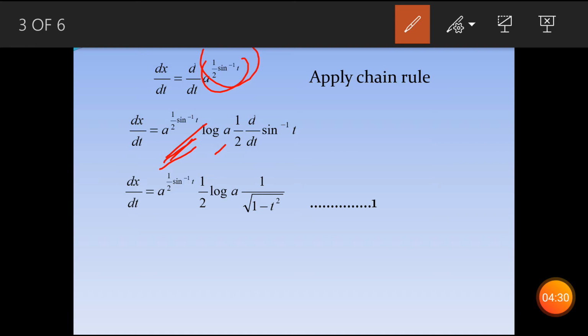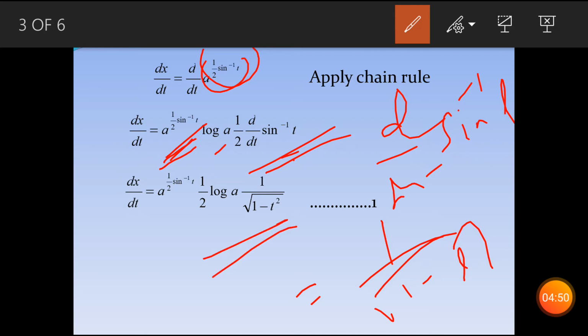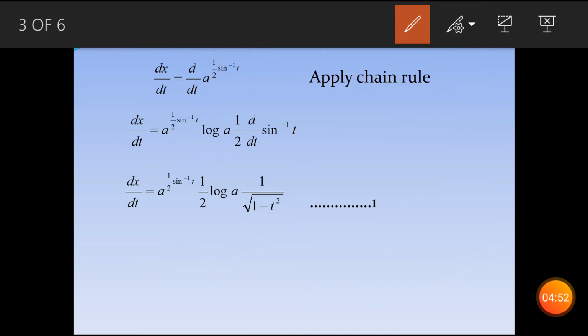So half we can take out, and d over dt of sine inverse t. Clear? Very clear step. Now what is the differentiation of sine inverse t? That you know very well: 1 upon under root 1 minus t square. So this is what I wrote here. So this is the calculation of dx upon dt.